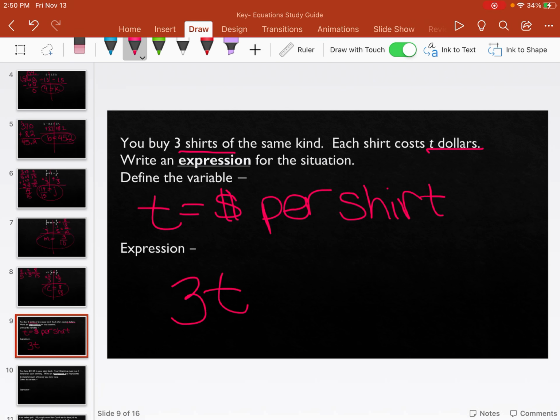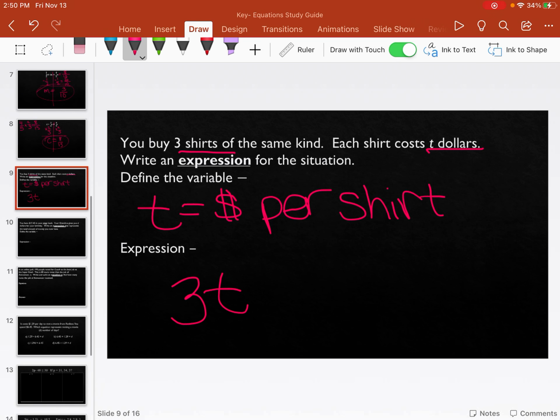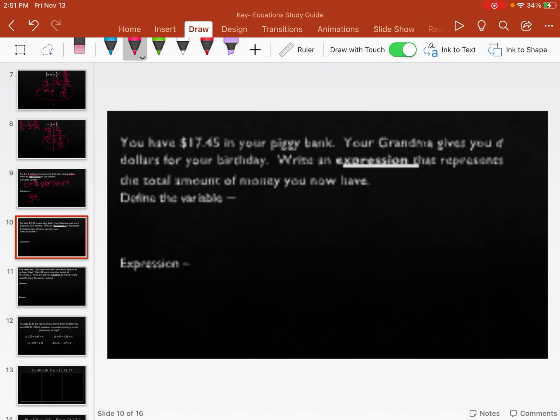So I keep giving the example of if each shirt costs $4, how would you solve it? You would do 3 times 4, which would be 12. Okay, so 3 times T. Remember, expressions don't have an equal sign, so we just have 3 and T.